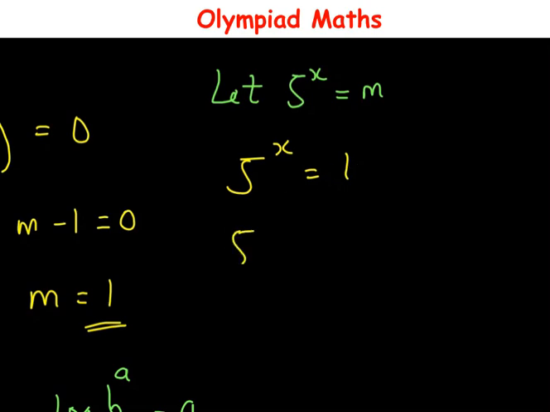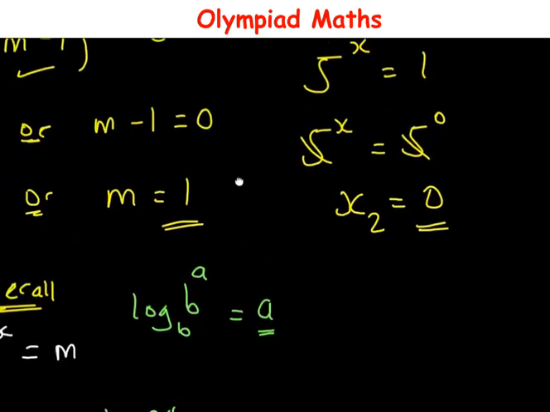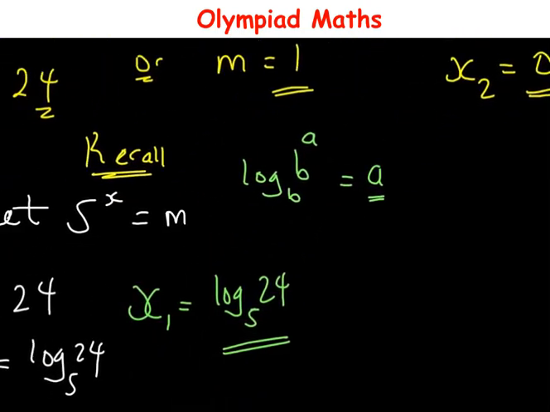So this becomes 5 raised to power x equals 5 raised to power 0. This will still give us 1. From here, 5 will cancel out 5. The value of x is then equal to 0. So therefore, this is the second value of x. So we have two solutions for the value of x. The first one is this, second one is x2 is equal to 0.